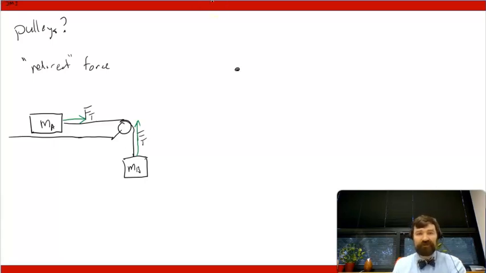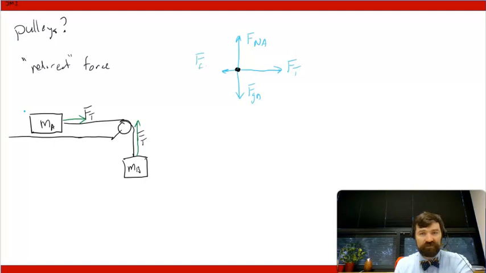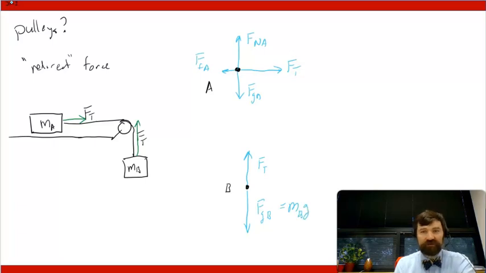So again, if I wanted to draw my free body diagrams for A and B, for A, I would have a tension force, Ft, I would have a gravity, Fg on A, I would have a normal force, Fn, also for A, and I may or may not have some friction, F friction on A. And so this is the free body diagram that goes with A. For B, what I would have is a tension force acting upwards, Ft, and then gravity acting downwards, Fg on B, which would be mB times g.